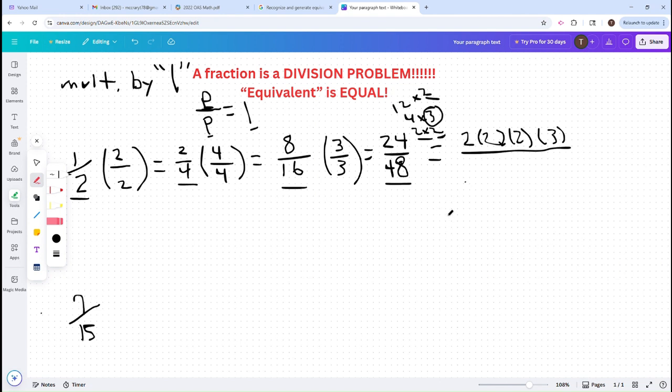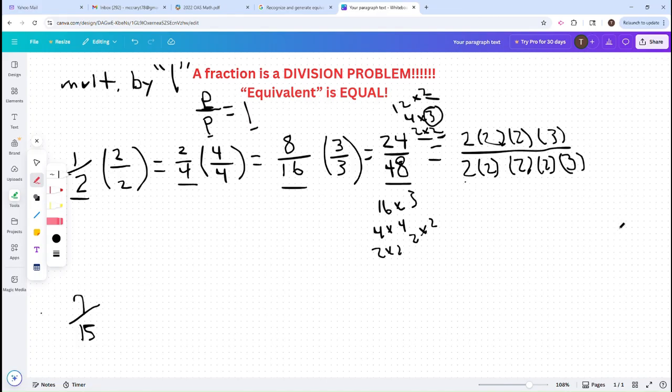48 is 16 times 3. We just saw that there. 16 is 4 times 4, and 4 is 2 times 2. We're going to do that 2 times. So down here we have 2 times 2, that's 4, times 2 times 2, that's 4. 4 times 4 is 16, times 3. Now, this is a decomposed way of writing 24 over 48.